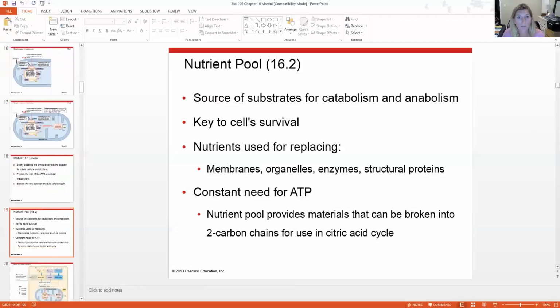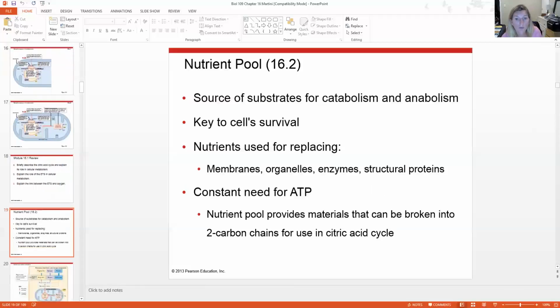Let's talk about the nutrient pool. So these are sources of substrates for catabolism and anabolism. This is the key to a cell's survival. The nutrients are used for replacing things like membranes, organelles, enzymes, structural proteins, etc. There's a constant need in the cell for ATP.